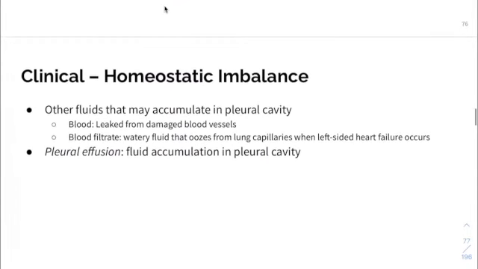But there are other things that can get into that pleural cavity. Blood. That's not good, getting blood in with that pleural fluid. We can also get blood filtrate. That blood filtrate is a fluid that comes from the lung capillaries during left-sided heart failure.